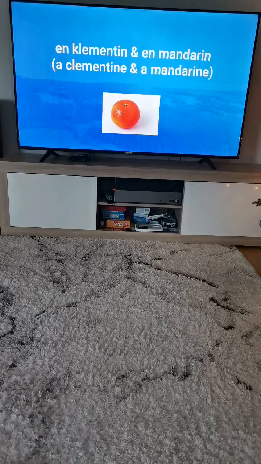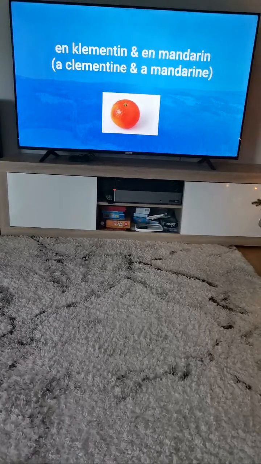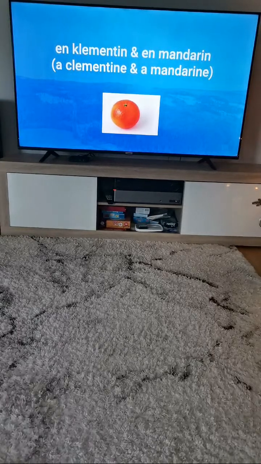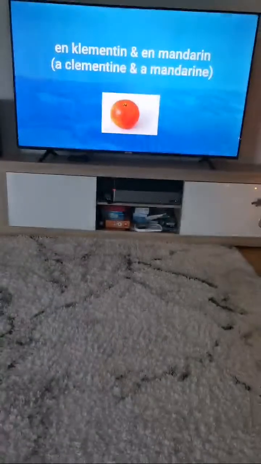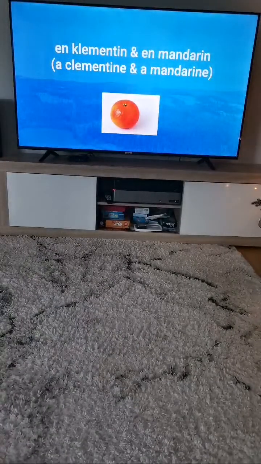Something we have a lot in Norway, especially during the winter, is these clementines or mandarins. I'm not sure which ones they actually are. There's always some kind of weird debate about which ones we actually have, but it's clementine and mandarin, which are en clementine, en mandarin.